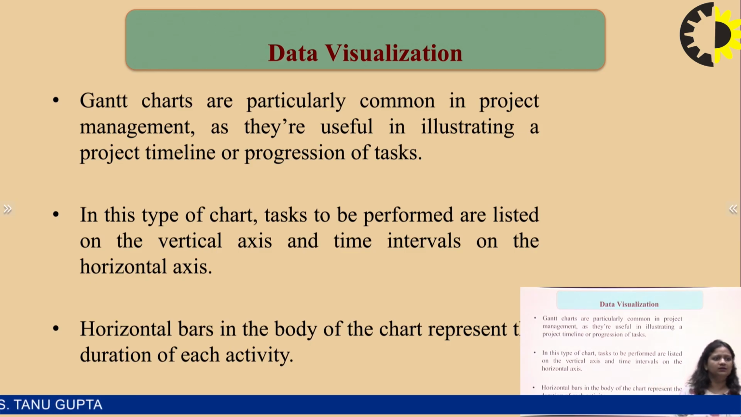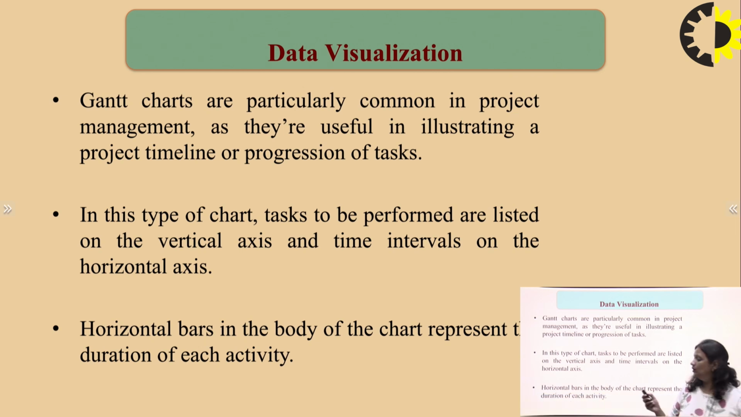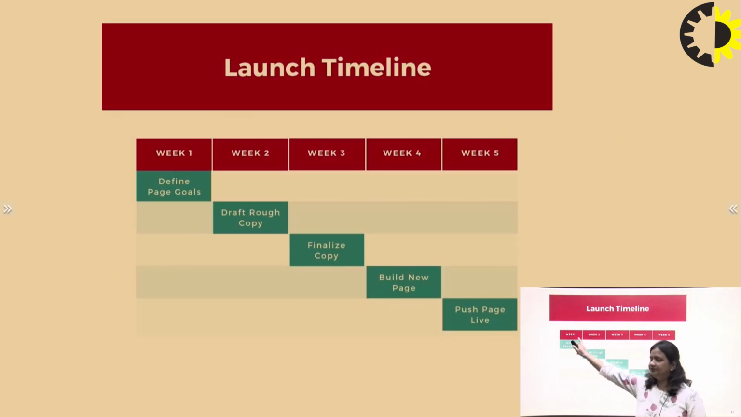Horizontal bars in the body of the chart represent the duration of each activity. So this horizontal bar indicates the duration of that activity, meaning define page goal is going to be completed in this duration. As we defined here, week 1 is defined for page goal. Week 2 is defined for drafting a rough copy. Week 3 is defined for finalizing the copy, and then we build a page and then push the page to the live audience.